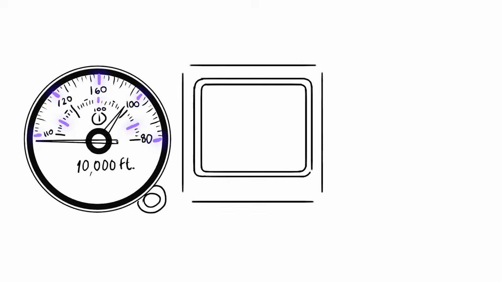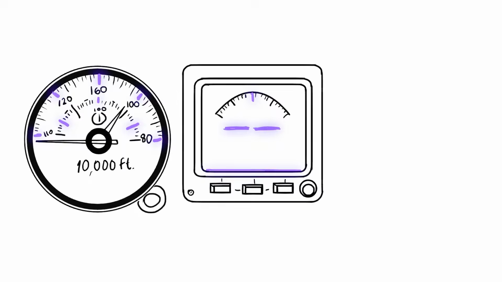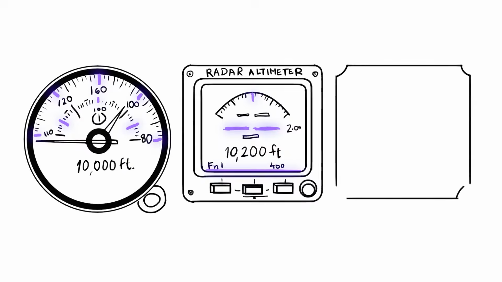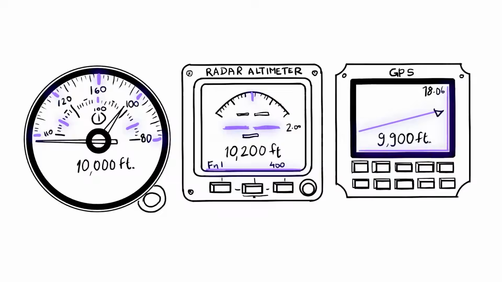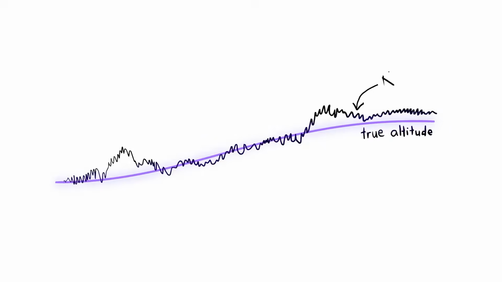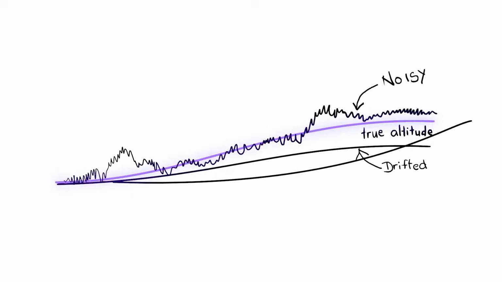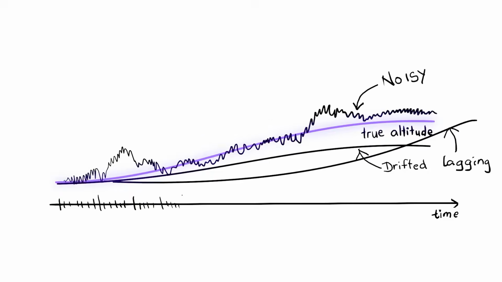Let's start with a problem. Imagine you're flying a plane. You have a few instruments telling you your altitude, like maybe a barometer, a radar, and a GPS. Now, none of those are perfect. The barometer might slowly drift from the true readings, the radar might have noise, and the GPS might lag a bit. So, which one do you actually trust?